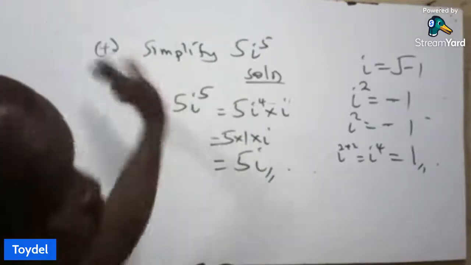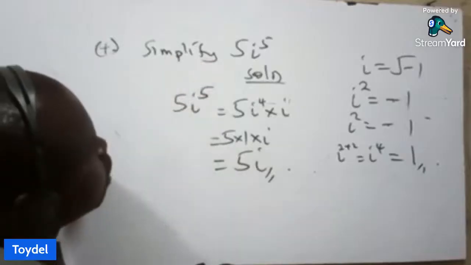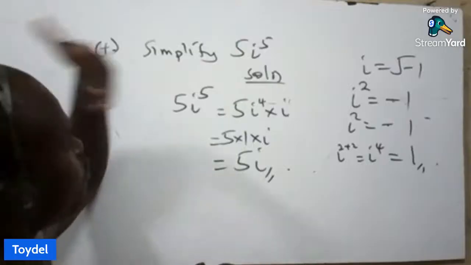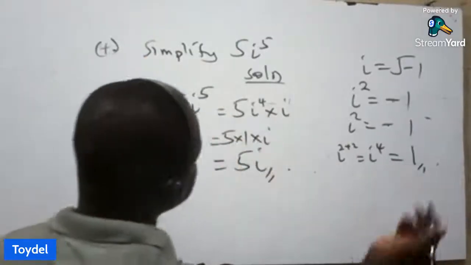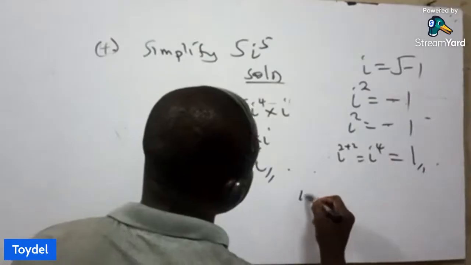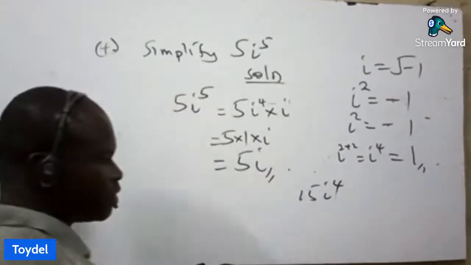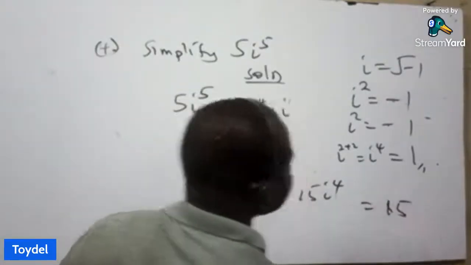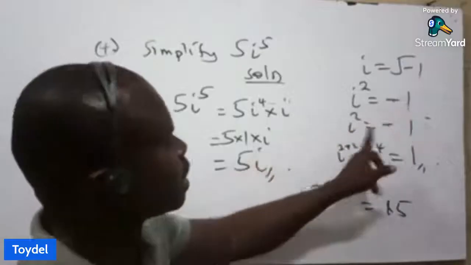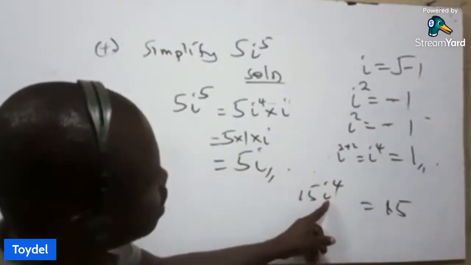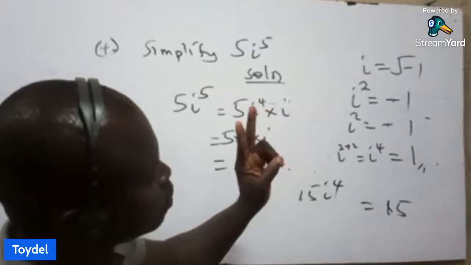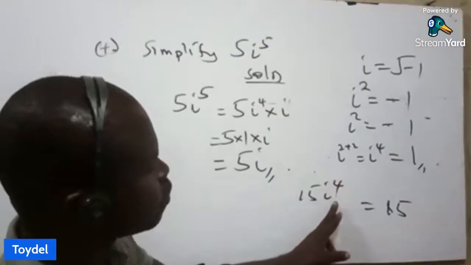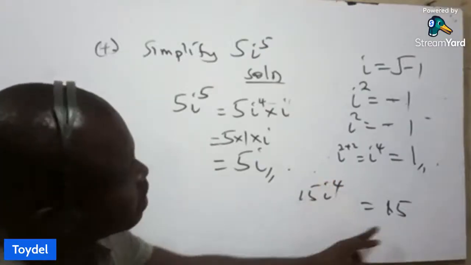So without any calculation, we should be able to look at this and say the answer is 5i without any problem. Okay. What if the question just says simplify maybe 15i raised to power 4? Without any stress, you should be able to say this is equal to 15 because i squared is minus 1. So how many i squared do we have in i raised to power 4? That is 2. Twice of this. This times this, minus times minus is plus. So I'm going to say i to power 4 is equal to 1. Then 15 times 1 is 15.